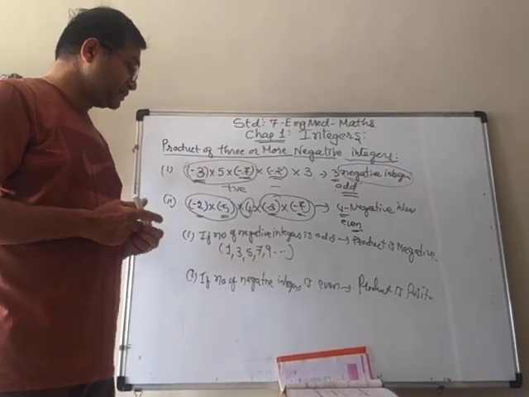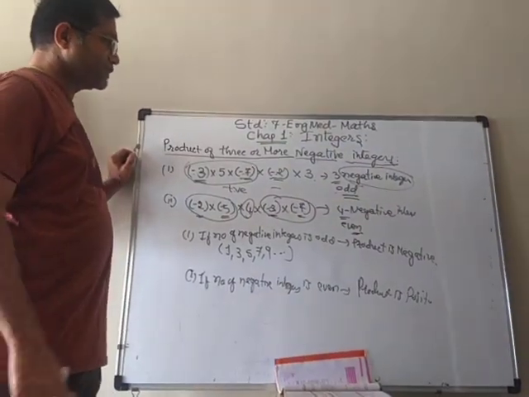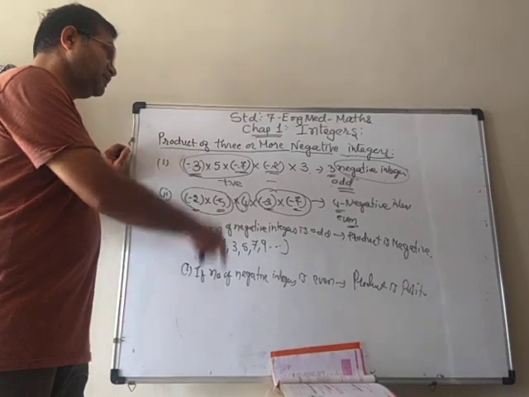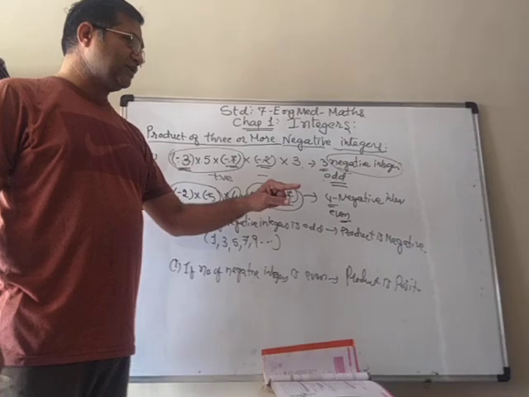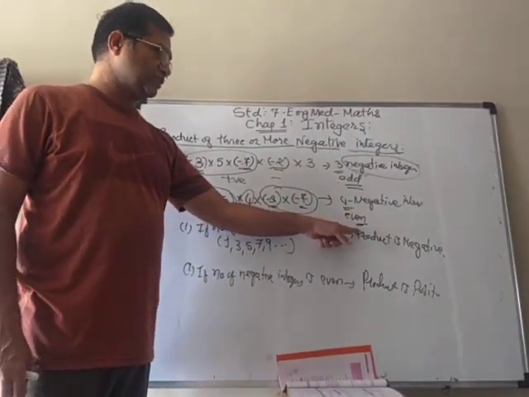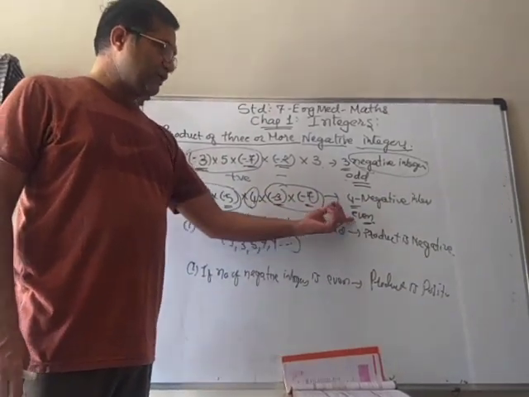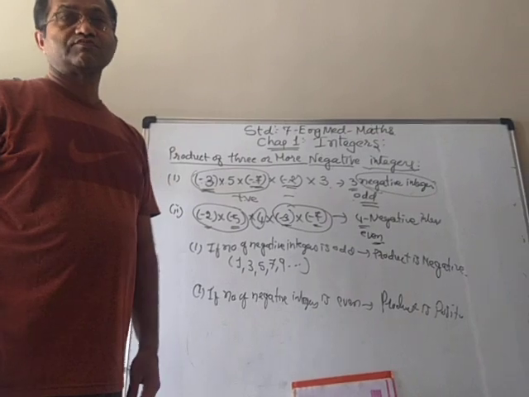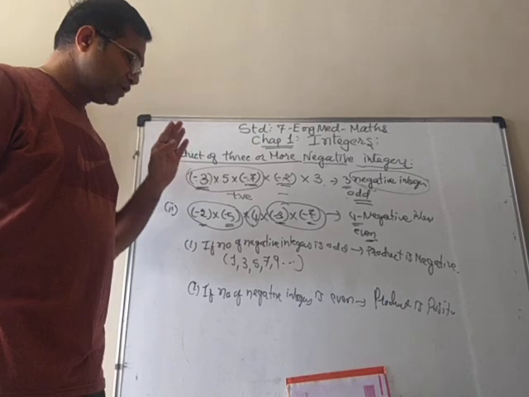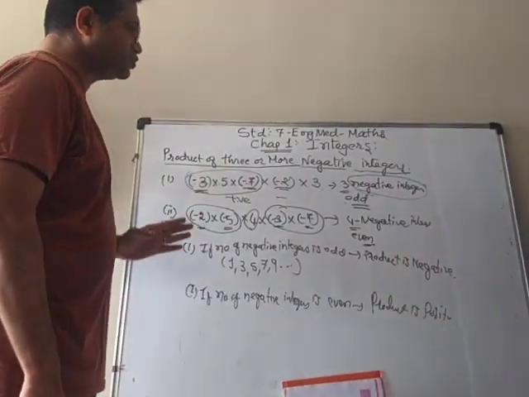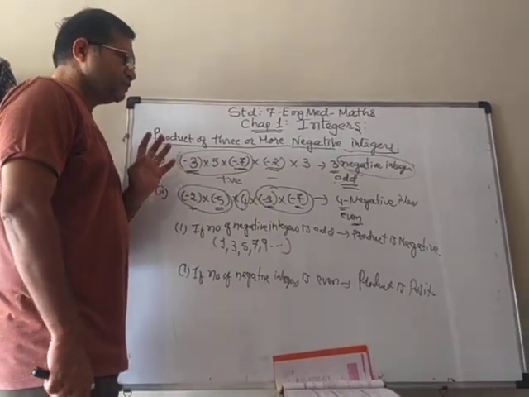When we multiply three or more negative integers, because we already learned about two: with 3 negative integers, the answer will be negative, as 3 is odd. With 4 negative integers, even, the answer is positive. With 5, odd, it is negative. With 6, even, it will be positive. So only look at the number of negative integers, and according to that write down the answer. Your answer is not difficult.